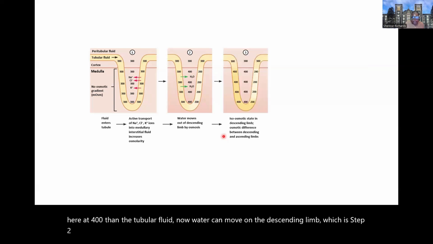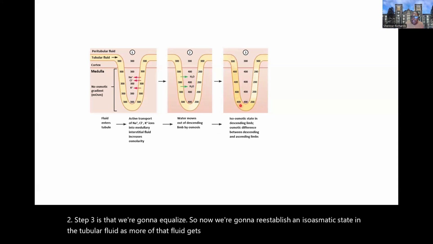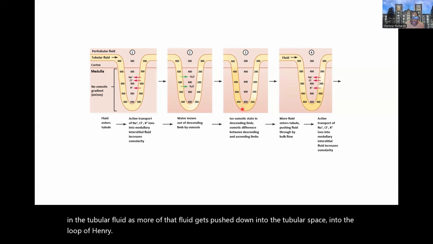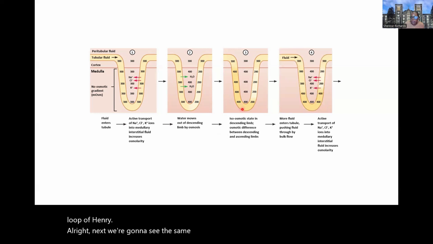Step 3 is that we're going to equalize. So now we're going to reestablish an isoosmotic state in the tubular fluid as more of that fluid gets pushed down into the loop of Henle. All right. Next, we're going to see the same mechanism kind of repeat itself.